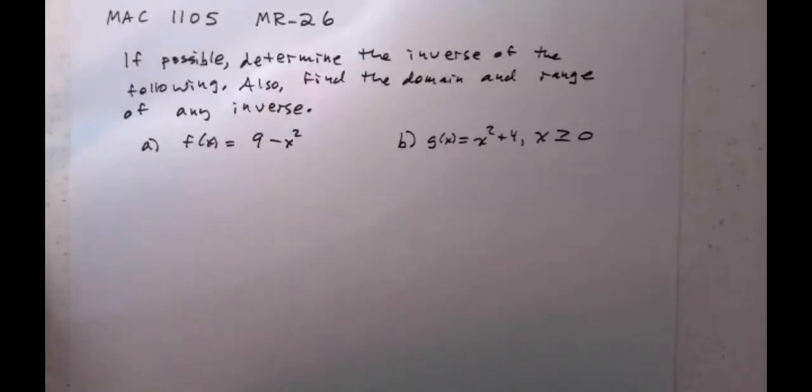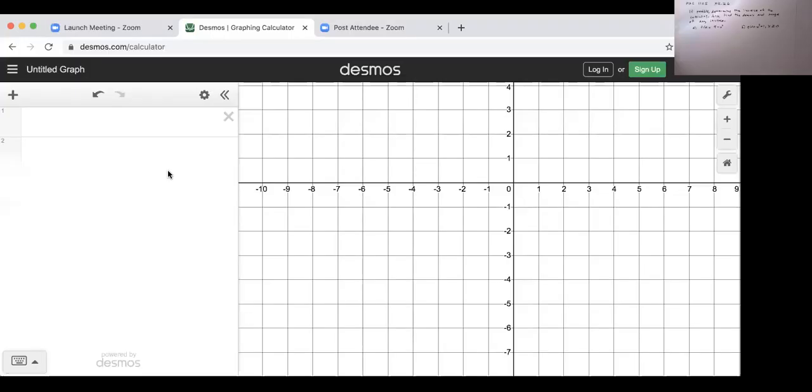So this question says, if possible, determine the inverse of the following. Also find the domain and range of any inverse. The first function I have is f of x equals 9 minus x squared. Let's look at the graph.